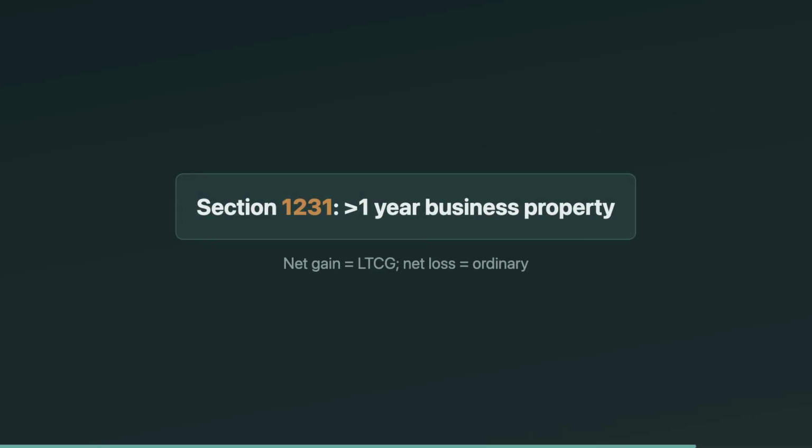Business dispositions often run through Section 1231. If property is used in a trade or business and held more than 1 year, it's generally Section 1231 property. Net 1231 gain is treated like long-term capital gain. Net 1231 loss is treated like ordinary loss. That's why it's called best of both worlds, and why the exam loves it.